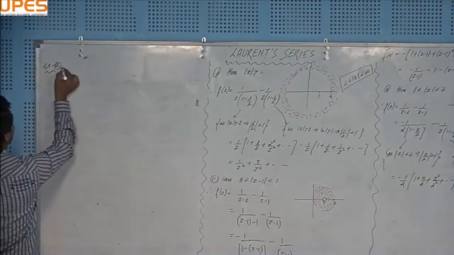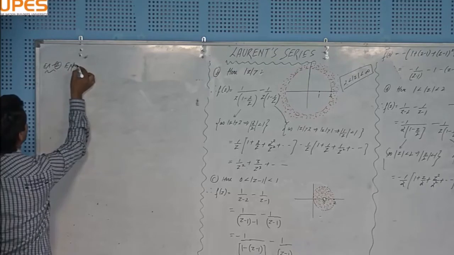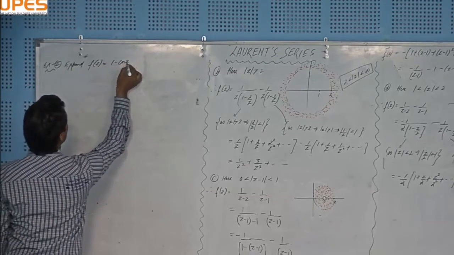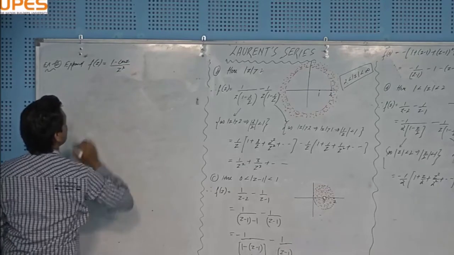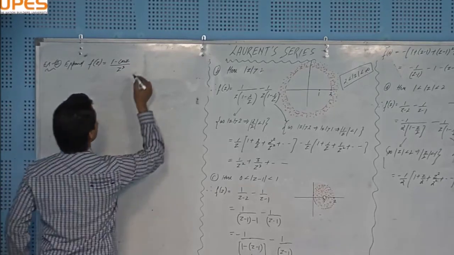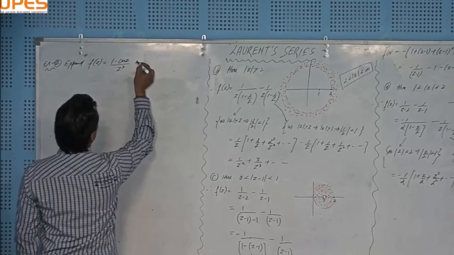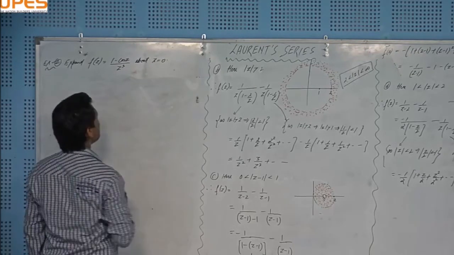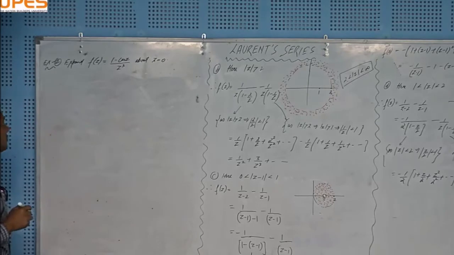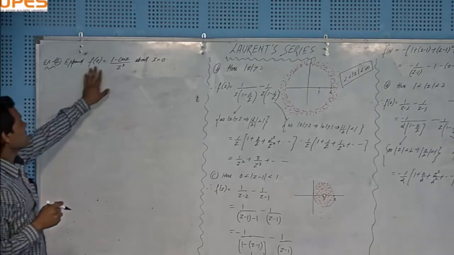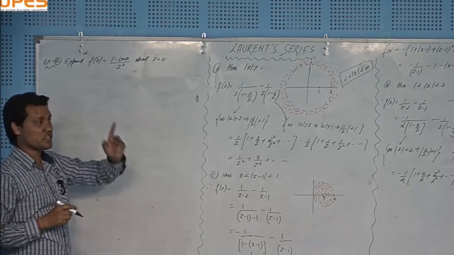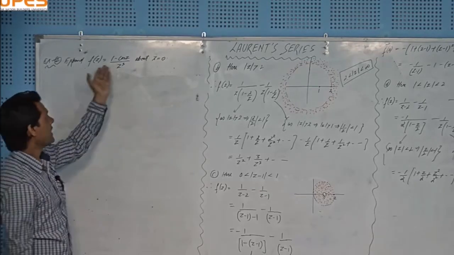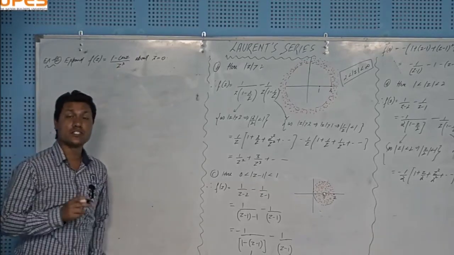Example number 2, expand f(z) equal to (1 minus cos z) over z cube, about z equal to 0. So we are asked to expand this function about z equal to 0. Let me check first whether z equal to 0 is a singular point of this function or it is analytic at z equal to 0, because that is also a decisive step.